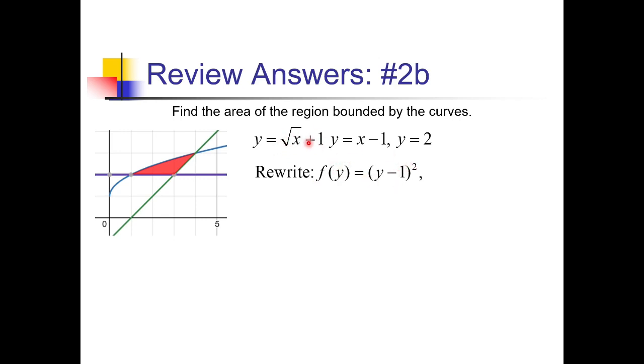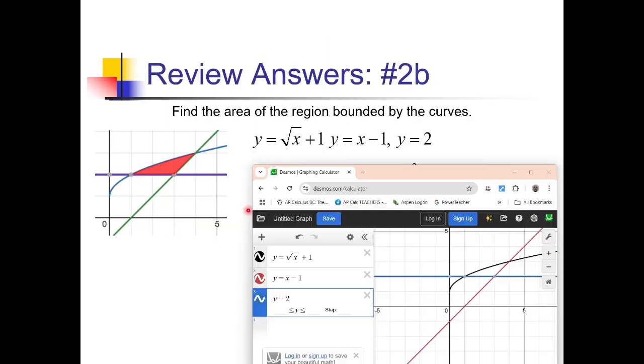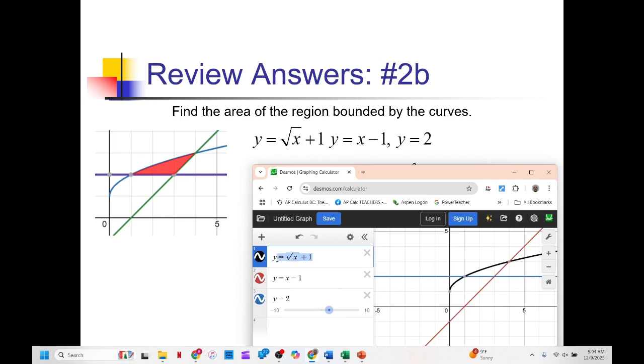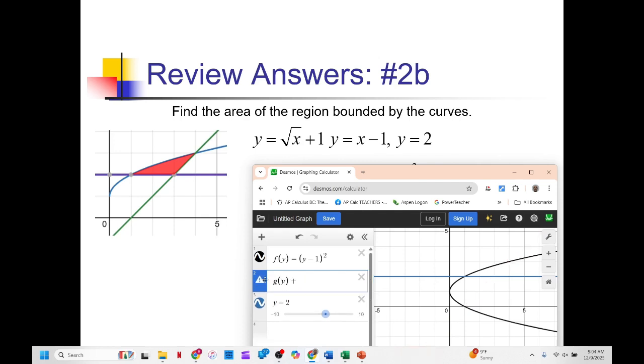That's this first one rewritten. To rewrite this next one, if we just solve for x here, I'm just adding 1 to the other side. So y plus 1, f of y, g of y actually, we'll call that one. Y plus 1 is what we can write that as. And I'll just go on my calculator and rewrite these as I did up there. So I'm going to have, again, f of y, and that was y minus 1 squared. And then we've got g of y, which we said was y plus 1.